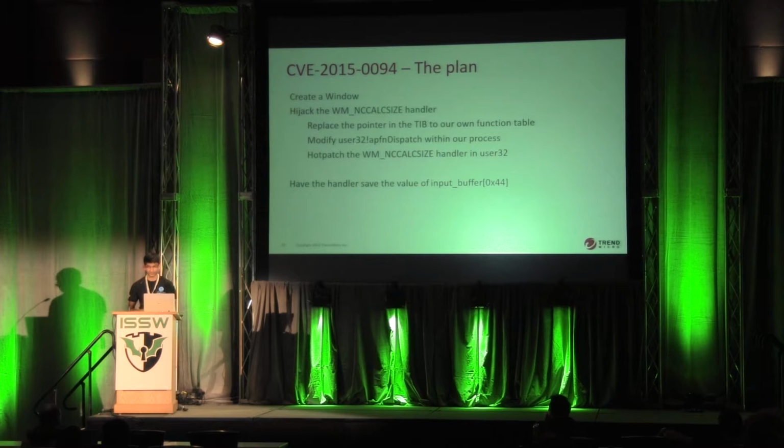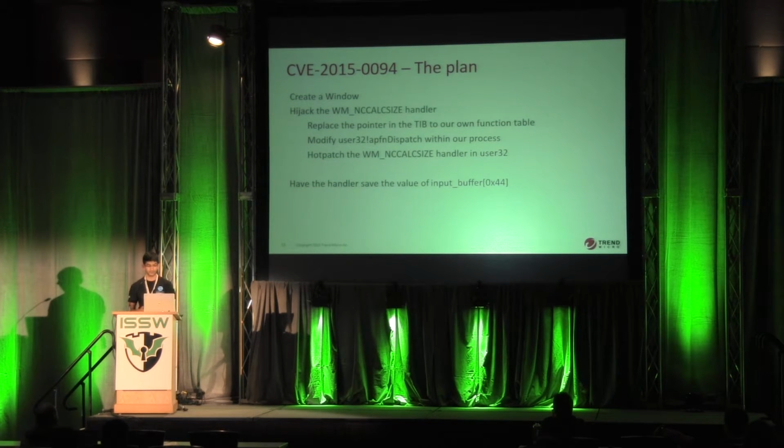There are actually three ways to do that. I mentioned that there's a pointer in the TIB. We can replace that with our own and just have our own function table. That would work, and there's really nothing interesting or complicated about it. The only thing is we have to make sure all the other values in it match up to whatever is in user32's apfnDispatch. Otherwise, we could get crashes and we may terminate early.